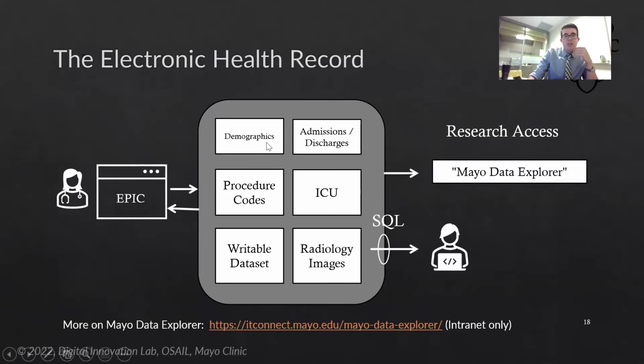And the EHR is just a collection of different databases essentially with different data in them. There are different tables, for example, for demographics. So the surveys that patients fill out while they're sitting in a waiting room, that's one table. There's another table for ICU data. There's another one for radiology images. And all of this is saved in different places in the EHR.